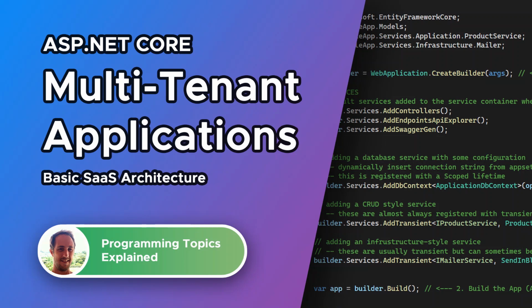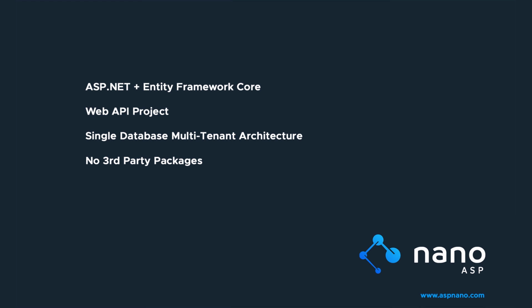Hello .NET developers. Today I'm going to show you how to build a multi-tenant web application. We're going to use ASP.NET 7 and Entity Framework Core. First we'll set up our web API application as just a regular CRUD application with one entity called products, and then after that we'll transform the solution to be multi-tenant.